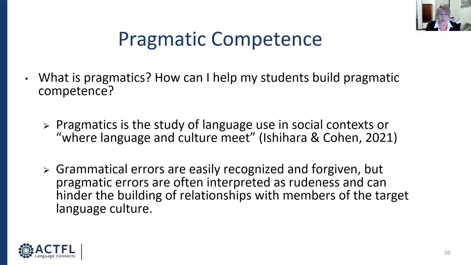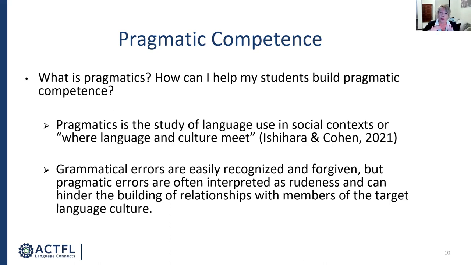And then the person from the United States would be like, why don't they want to help me? I just want to buy this phone. And so there's that pragmatic breakdown happening right there, just because the people from the United States didn't know the importance of the greeting.